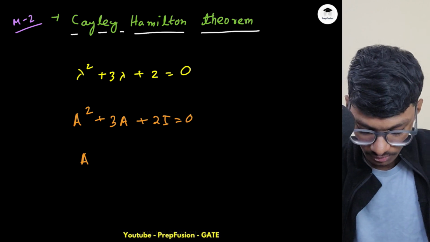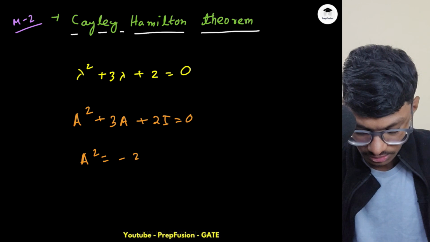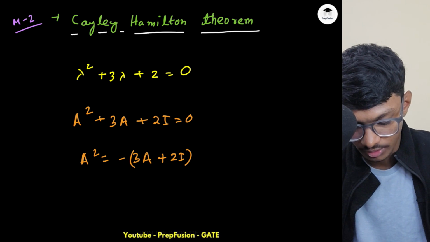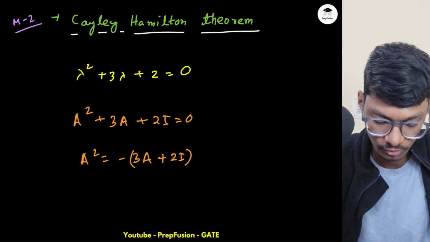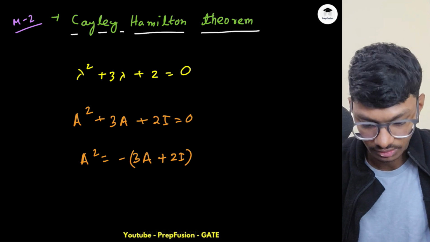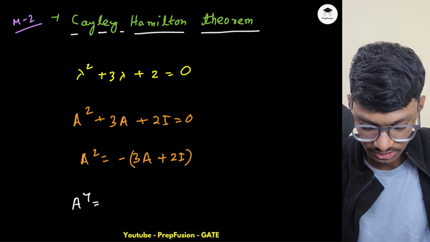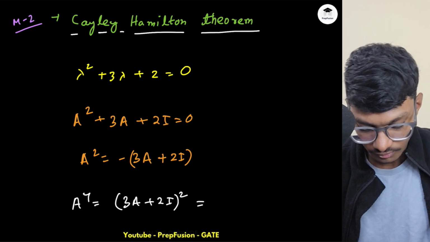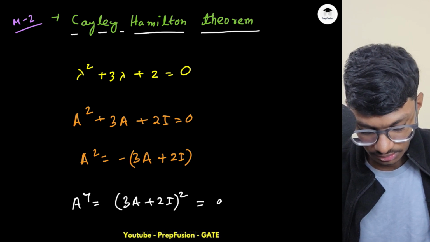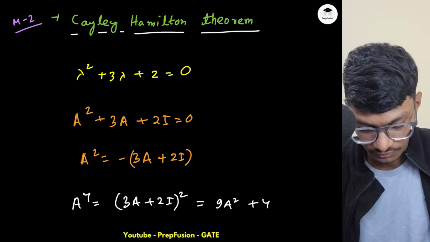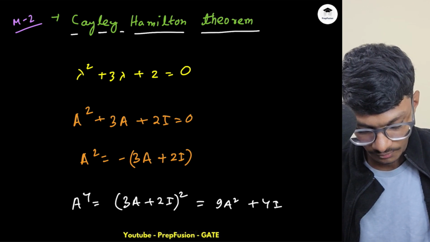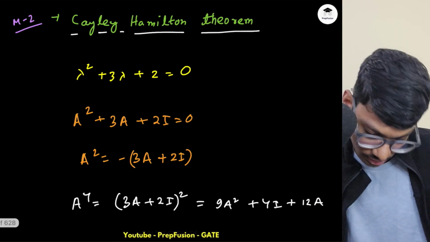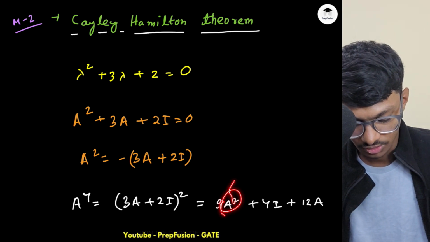Now my A square equals -3A minus 2I. Now what I can do is simply square on both sides, or I can multiply A square on both sides. I'm doing the same thing. If I multiply A square on both sides, this will become (3A plus 2I) whole square. So this will become 9A square plus 4I plus 6 into 2, which is 12A. So this will become 12A. So what is A square again? A square is this, right?